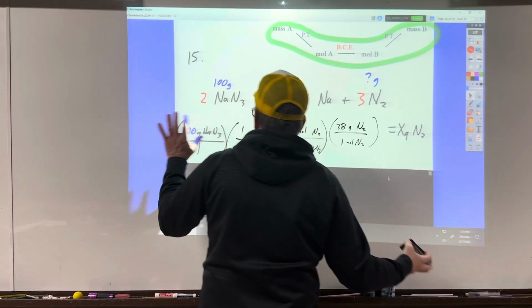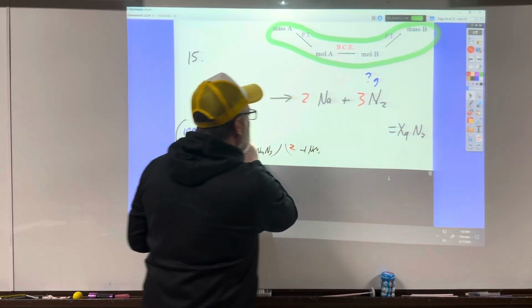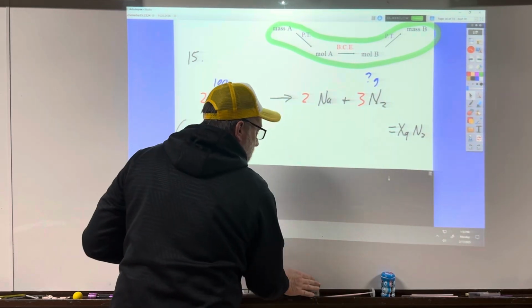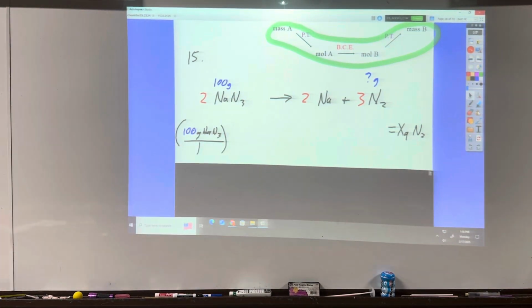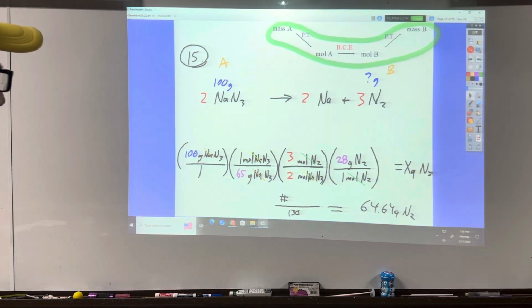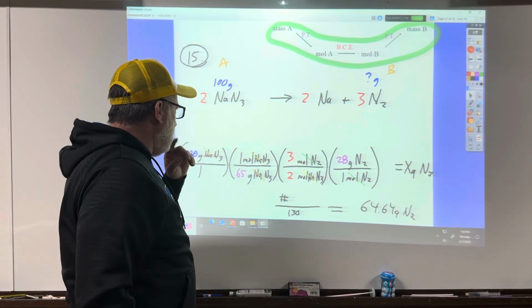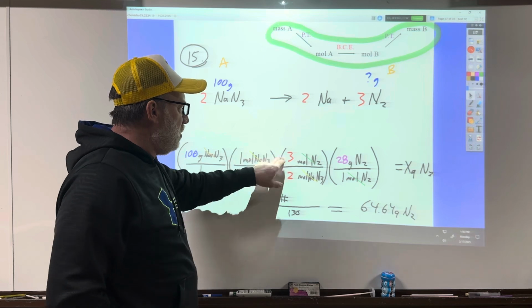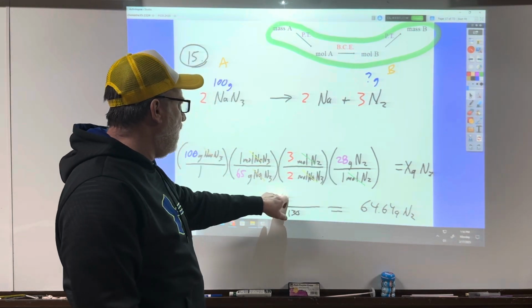So if you follow this format, it'll look like that. And I tend to put my molar masses in purple. And so when I multiply 100 times 3 times 28, I'm going to get some number, I don't know what it is.